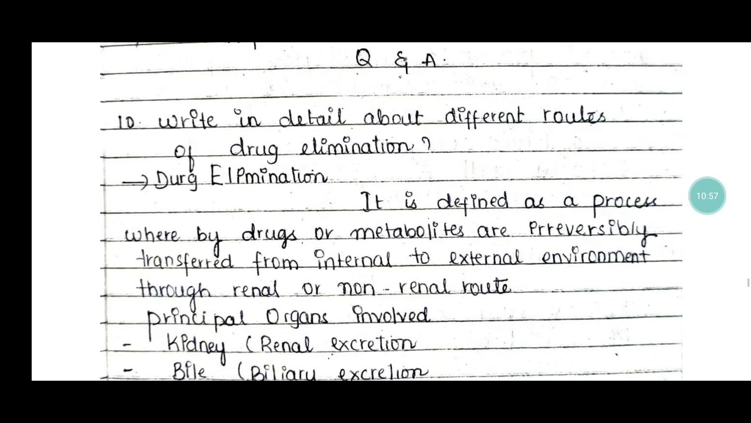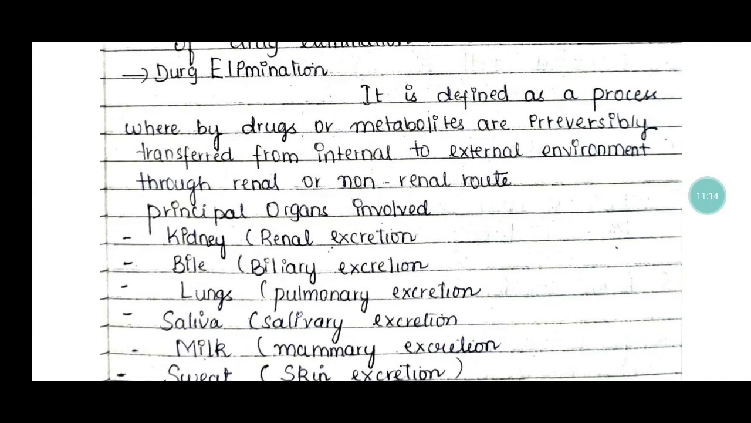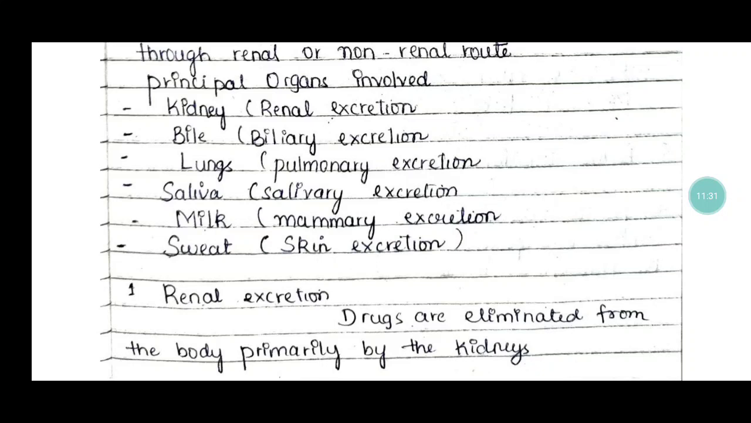Drug elimination is defined as a process by which the drug and metabolites are irreversibly transferred from the internal to the external environment through renal or non-renal routes. The principal organs involved in drug elimination are the kidney, that is renal excretion; bile, biliary excretion; lungs, pulmonary excretion; saliva, salivary excretion; milk, mammary excretion; and sweat, skin excretion. We will start from the first one, that is kidney, renal excretion.